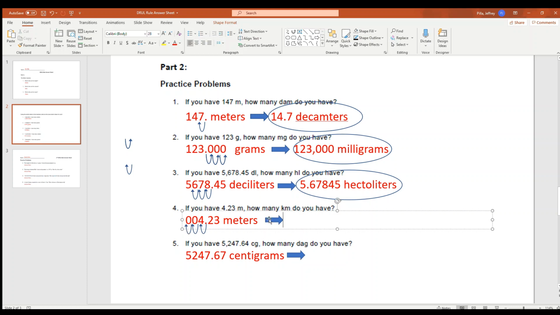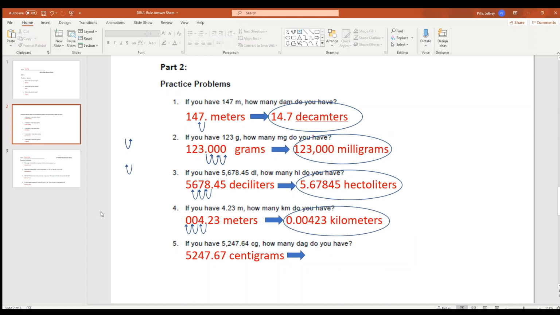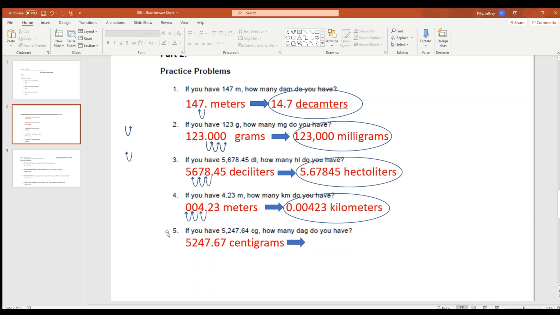And your final answer turns out to be 0.00423 kilometers. All right. There we go. All right. See that? So again, if you don't have numbers present, just add zeros, okay? All right, moving on to number 5.